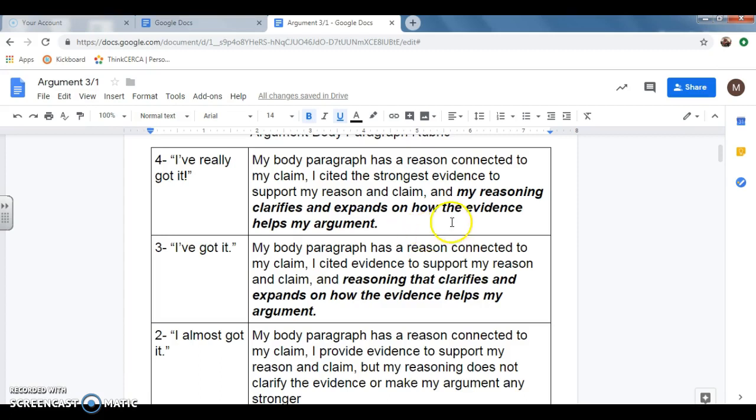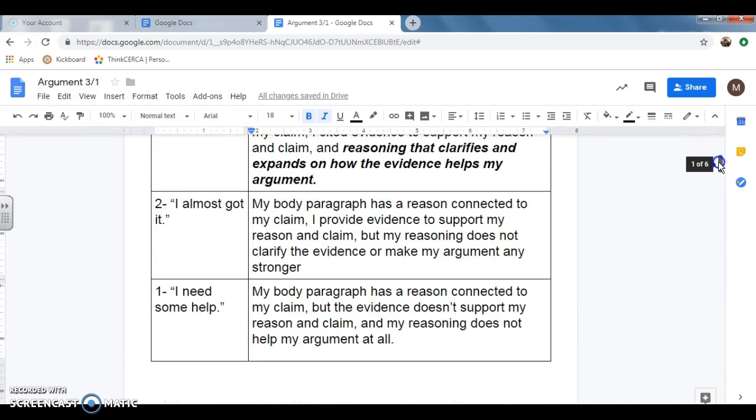Okay, so look at what reasoning does. My reasoning clarifies and expands on how the evidence helps my argument. Some evidence is very self-explanatory. Some you actually have to clarify what it means and why it's important and how it helps your argument. So you have to use your own critical thinking to look at your evidence and how it's actually helping you prove your claim. You've got to know what your claim is. You've got to know the topic very well. Reasoning clarifies and expands on how the evidence helps my argument. That is what reasoning is.